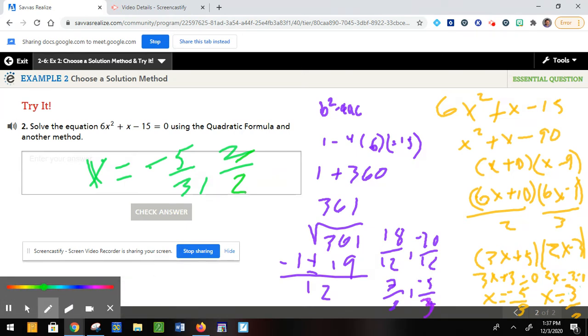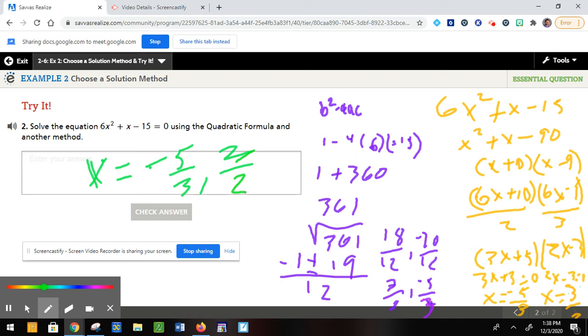All right, so I did it two different ways. A little messy, so hopefully I'll talk you through it. Regardless, the answer is going to be -5/3 and 3/2. With quadratic formula, I did it in purple. The discriminant is 361, took the square root of that and got 19. Then the opposite of b would be -1 plus or minus that discriminant 19 all over 2a, which is 12. And then you sort of split it into two fractions because it was a perfect square there, so you can get 18/12, which is 3/2, and then -20/12, which is -5/3.